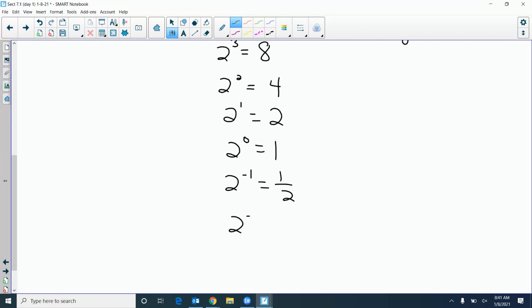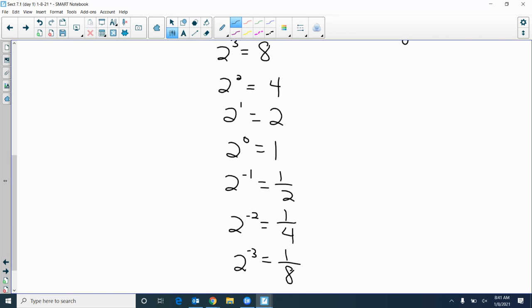2 to the -2. All right, if you cut a half in half, a fourth. And 2 to the -3rd, 1/8. Now, 2 to the -3rd is related to 2 to the 3rd power. Because what is 2 to the 3rd power? 2 to the 3rd power is 8. 2 squared is 4. 2 to the first is 2.